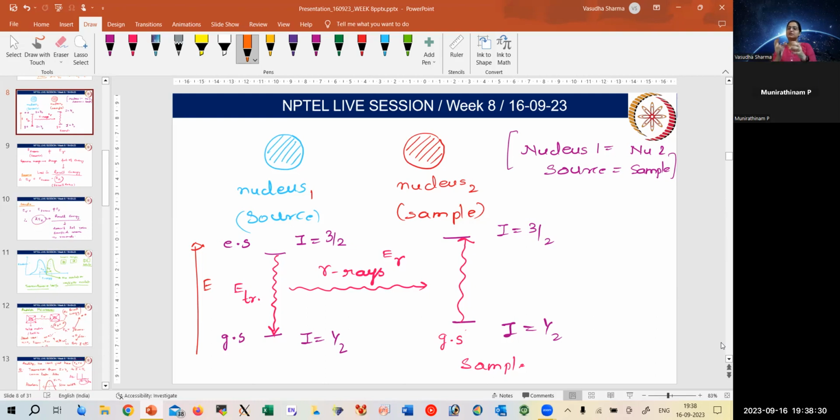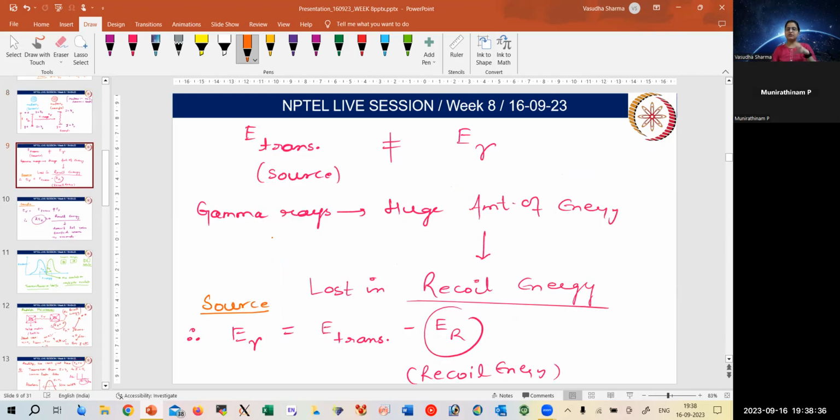So what happens? Some of the energy gets lost in the kinetic energy. That's why here we said that the E gamma is not completely that energy difference; some amount has gone into the recoil energy, that is a kinetic energy. So in case of the source, the gamma rays that have been generated are equal to the transmission energy, which is having a loss in recoil energy. Some amount has gone to the recoil energy.